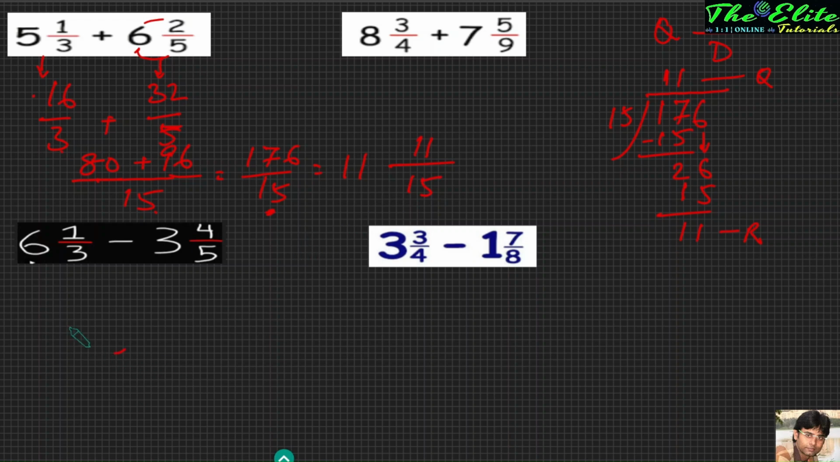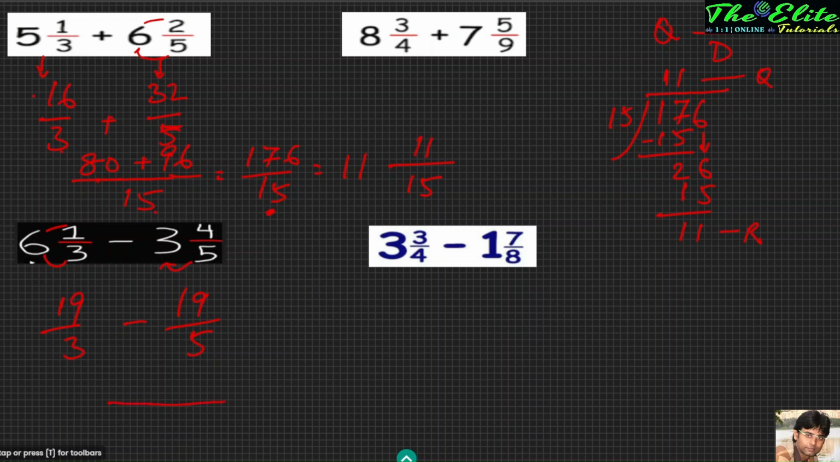One more example here. You can see 6 times 3 is 18, 18 plus 1 is 19, so 19 over 3. Minus 5 times 3 is 15, 15 plus 4 is again 19, so 19 over 5. Oh, so this is like that. And again, we have to convert these into equivalent fractions.